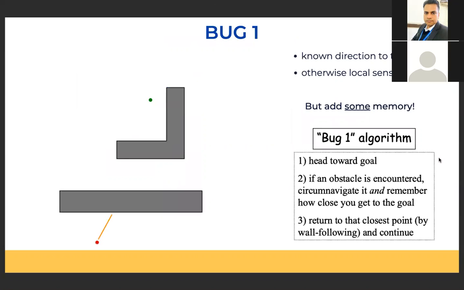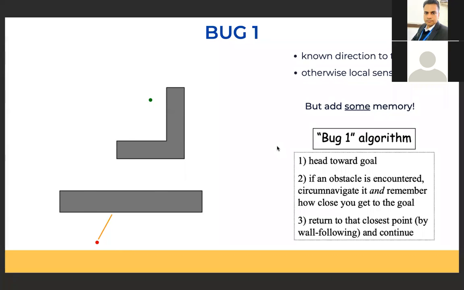Now, we know that there is a limitation in the bug zero algorithm. It can always get stuck. If we design some environment, we can always create an environment so that the algorithm can get stuck somewhere. But we have a known direction to the goal. We have otherwise local sensing. What if we add something called memory to the point robot? That's where bug one comes in. It's an improvement over bug zero. So the algorithm is as follows.